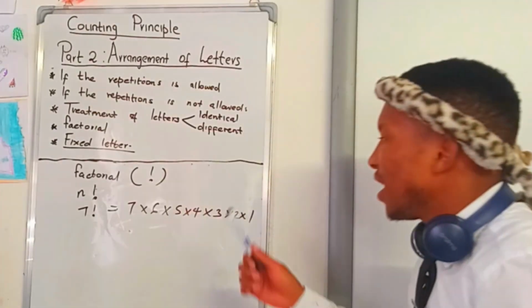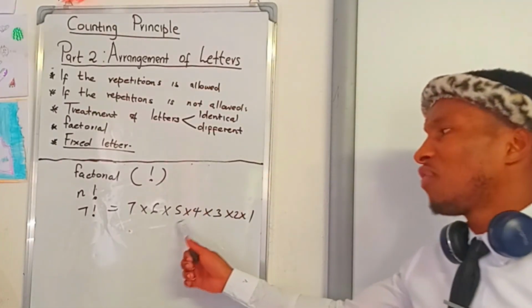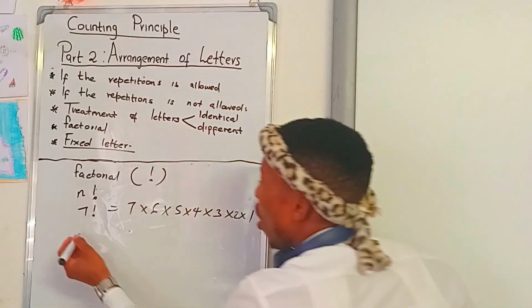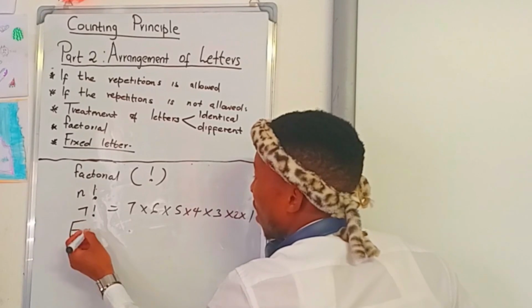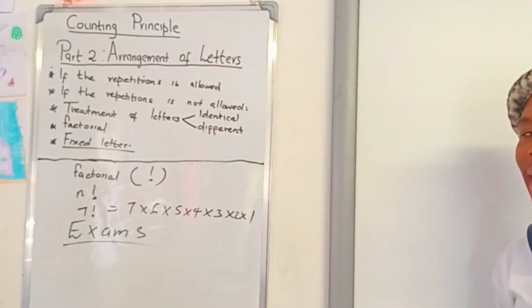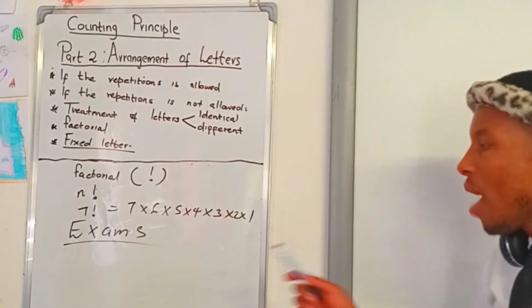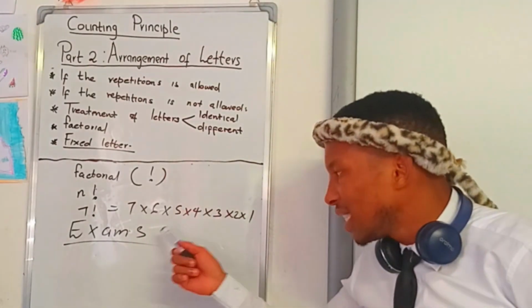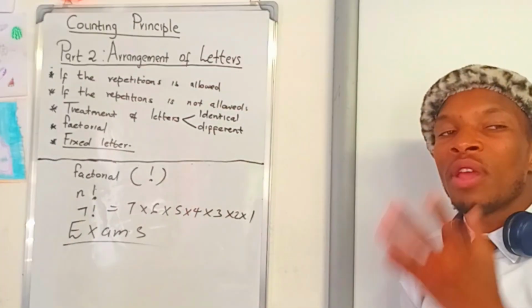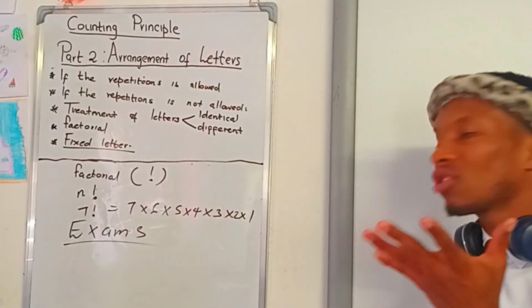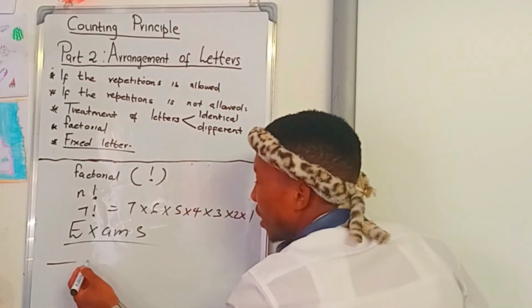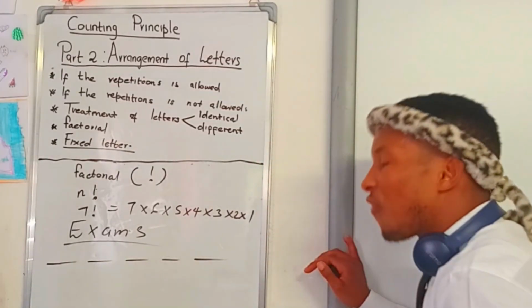Why is this factorial important to know? It works only if, for example, I have the word exam. Then they ask you how many word arrangements are going to be created here, if the word consists of 5 letters.